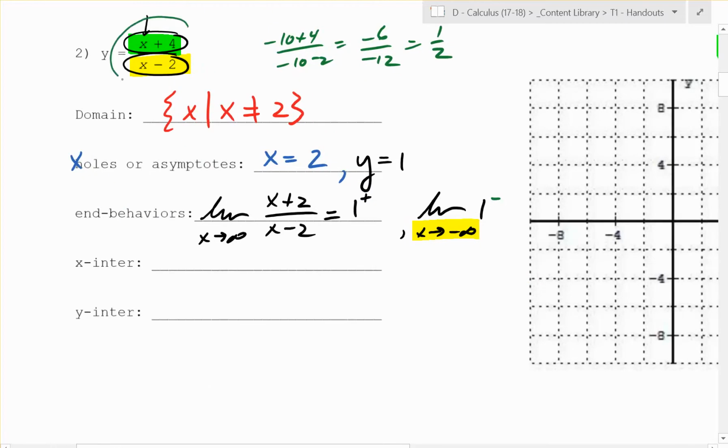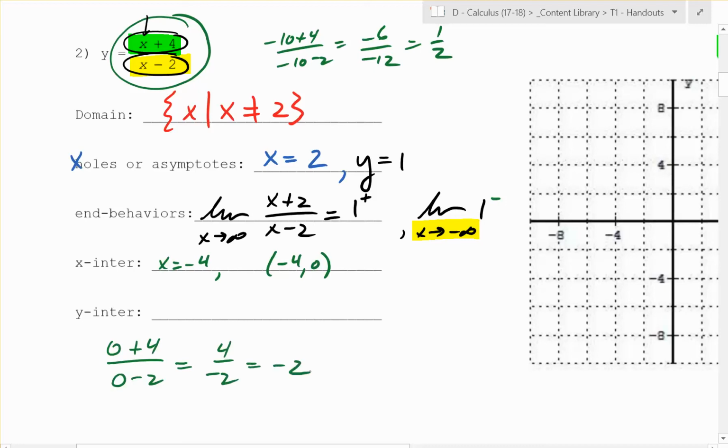The x-intercepts are when y is 0. So is there any way to make this 0? Well, that's when x is equal to negative 4. So the point is negative 4, 0. The y-intercept is when x is 0, so that's just 0 plus 4 over 0 minus 2, which is 4 over negative 2, which is negative 2. So the y-intercept is going to be 0, negative 2.